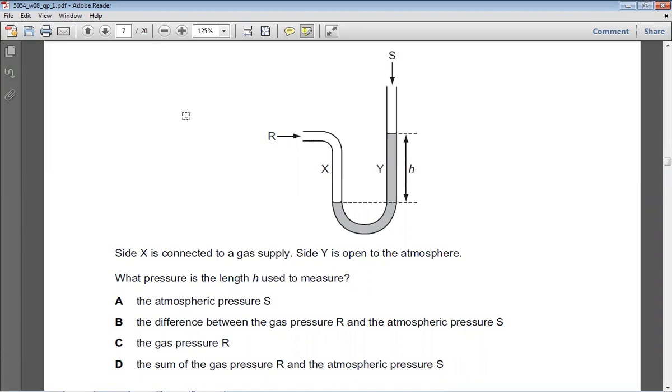So what pressure is the length H used to measure? The atmospheric pressure S? No. The difference between the gas pressure R and the atmospheric pressure S. Yes, this is the answer. B is the right exact statement.